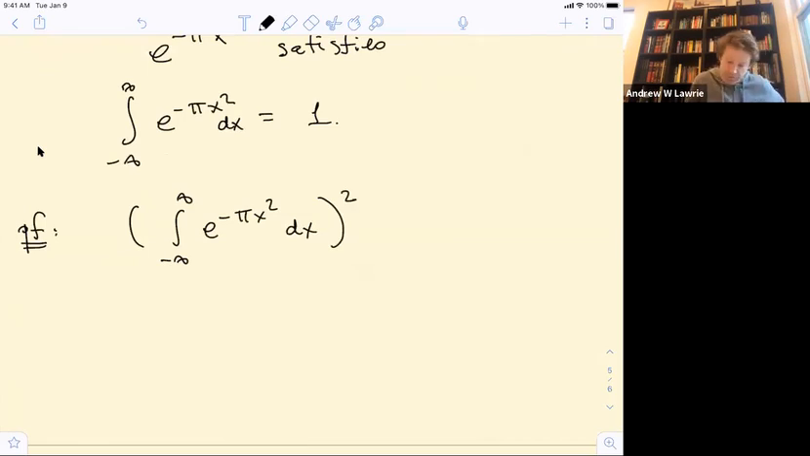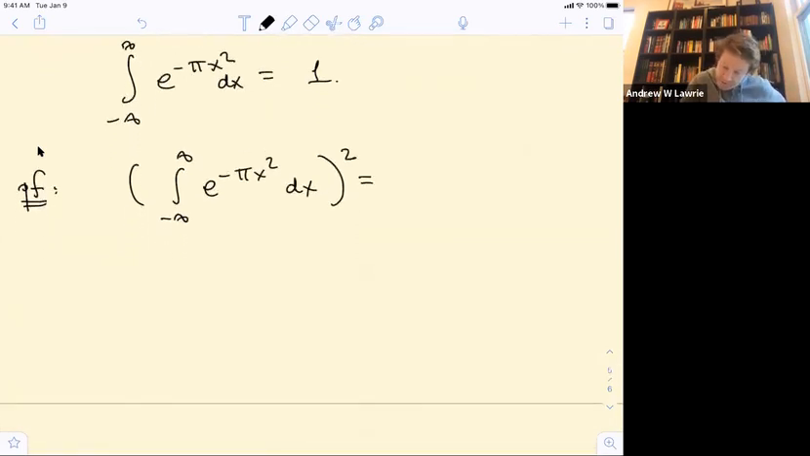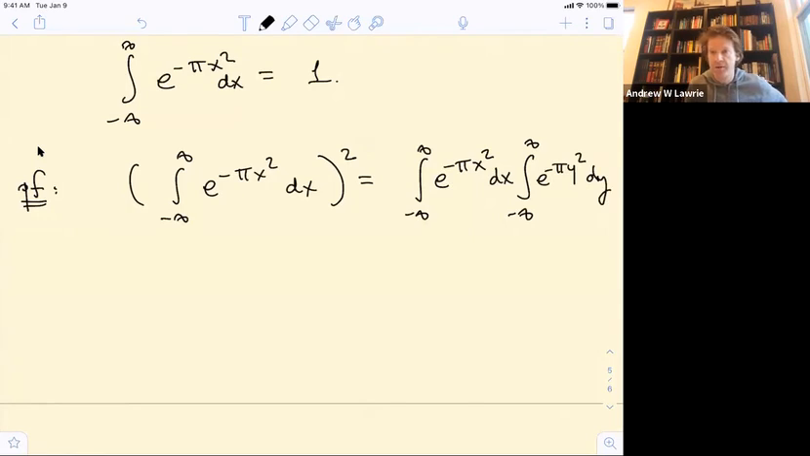So what's that equal to? And then we do an amazing trick: we just relabel the dummy variables. I take this number and multiply it by itself, with e to the minus pi y squared dy. I call one dummy variable x and one dummy variable y.